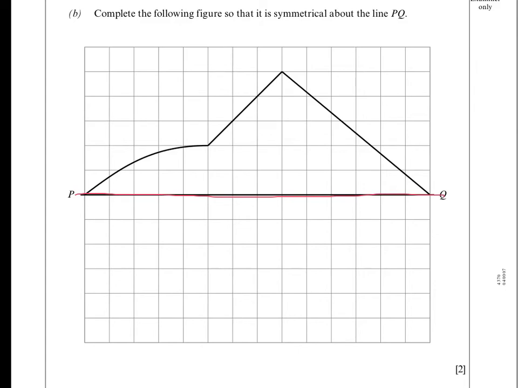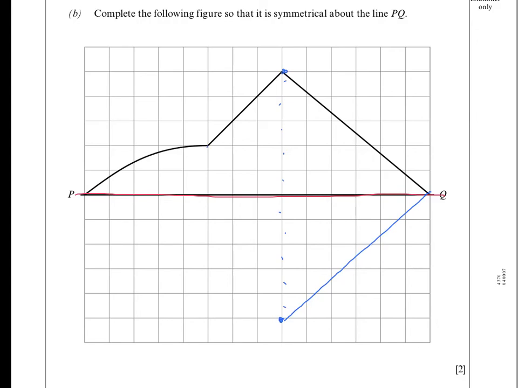So let's do the straight part of the diagram first, because that's easier. If I take this point here, I can see that it's 1, 2, 3, 4, 5 squares away from the line of symmetry. So I need to go the same in the other direction: 1, 2, 3, 4, 5 squares. So that is going to be the point. We can then use a ruler to draw a nice straight line across there.